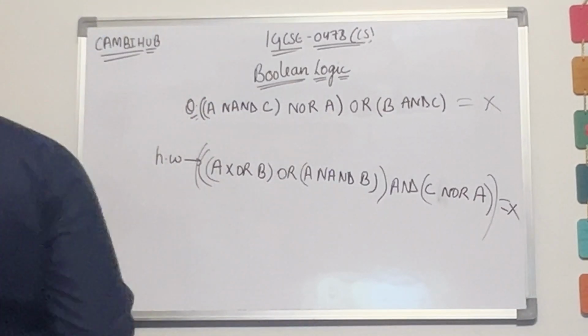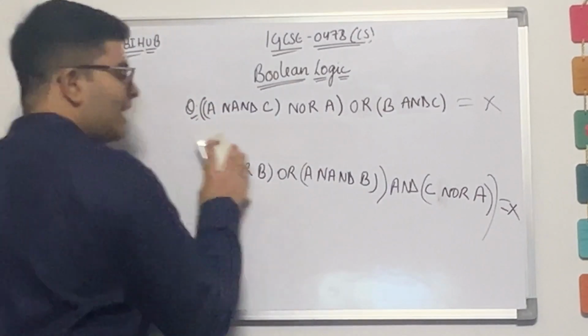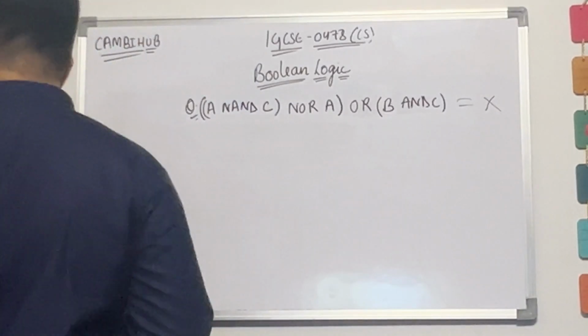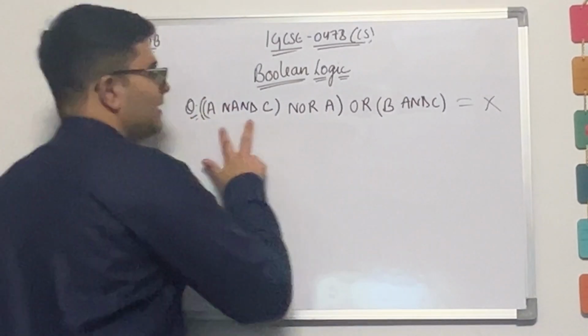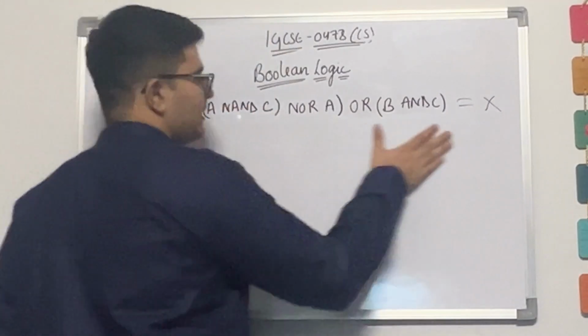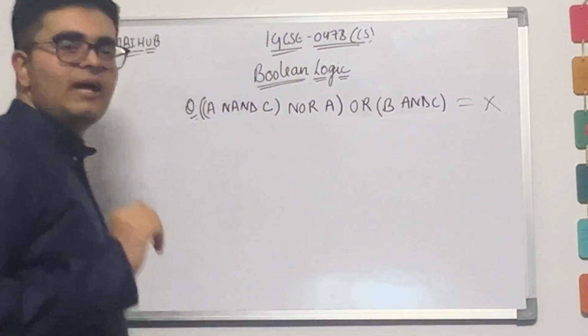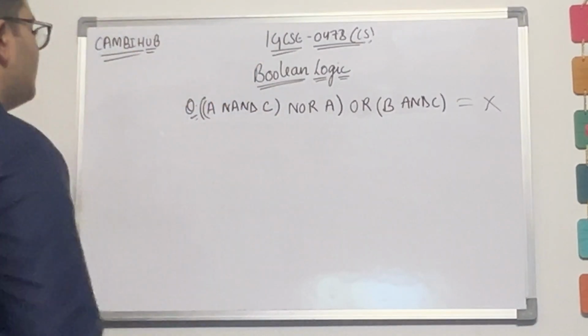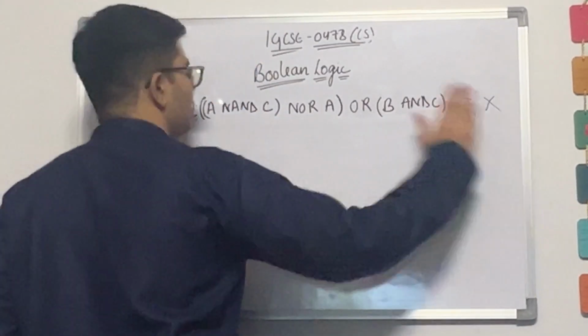Anyways, moving on to the next question. The next kind of questions we have is forming truth tables. Now, how do I form a truth table of this kind of an expression? Let's see how I form the truth table of this whole expression.